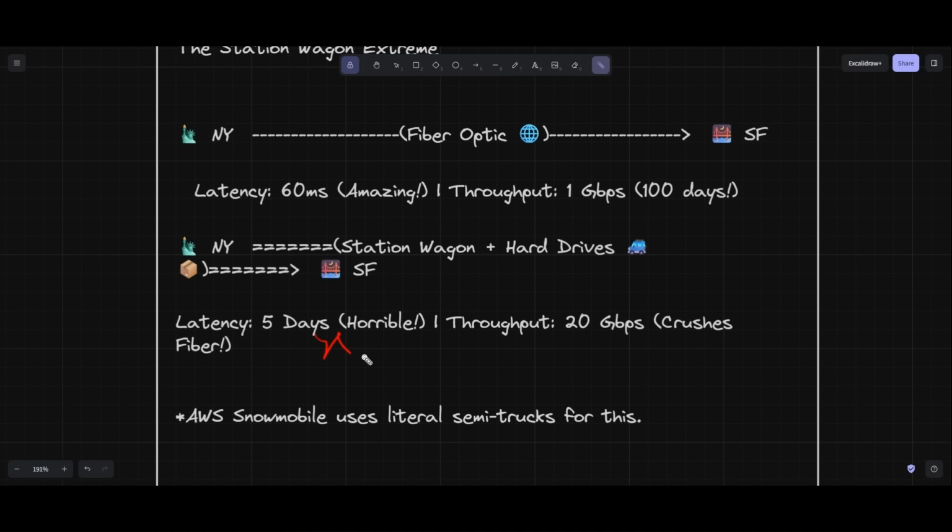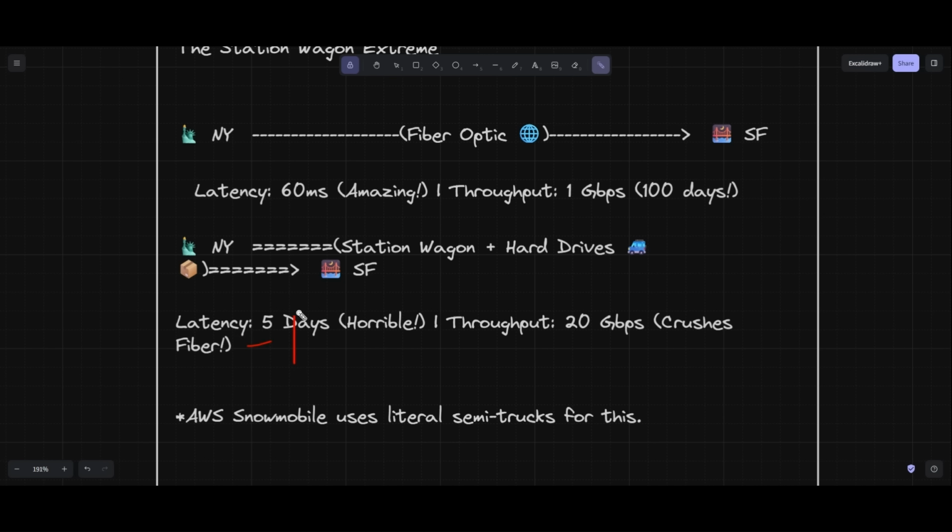But what is the throughput? The car arrives on day 5 and suddenly, boom, 1 petabyte of data arrives all at the exact same second. If you divide 1 petabyte by 5 days, the throughput is like 20 gigabits per second, right? It completely crushes the internet connection. So the station wagon has incredibly high throughput, but horribly high latency.